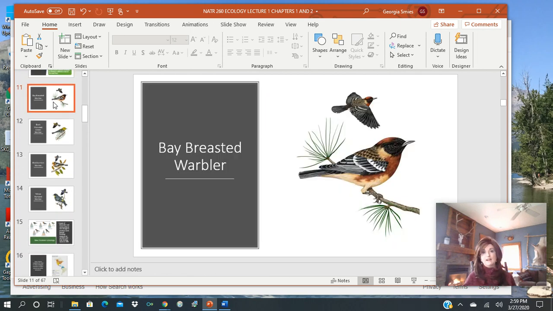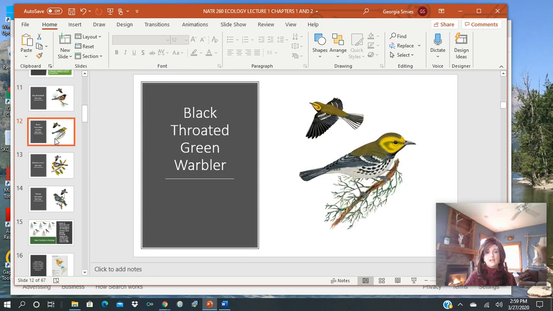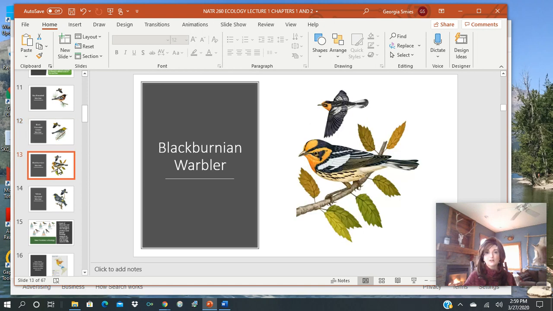So MacArthur went out and he's looking up in those spruce trees and he sees bay-breasted warblers and black-throated green warblers. Oh, if you ever get to hear these guys, they're so beautiful. They make such a sweet song.